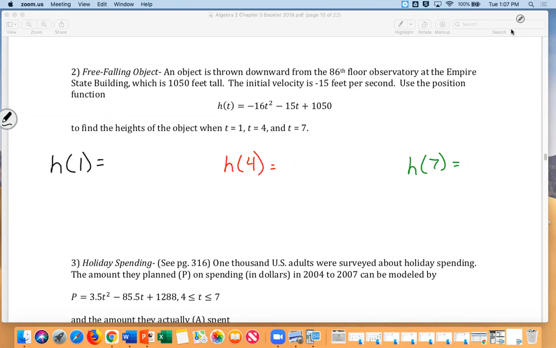Let me know when you get the answer. I think it says the same thing for some reason, but I don't know.